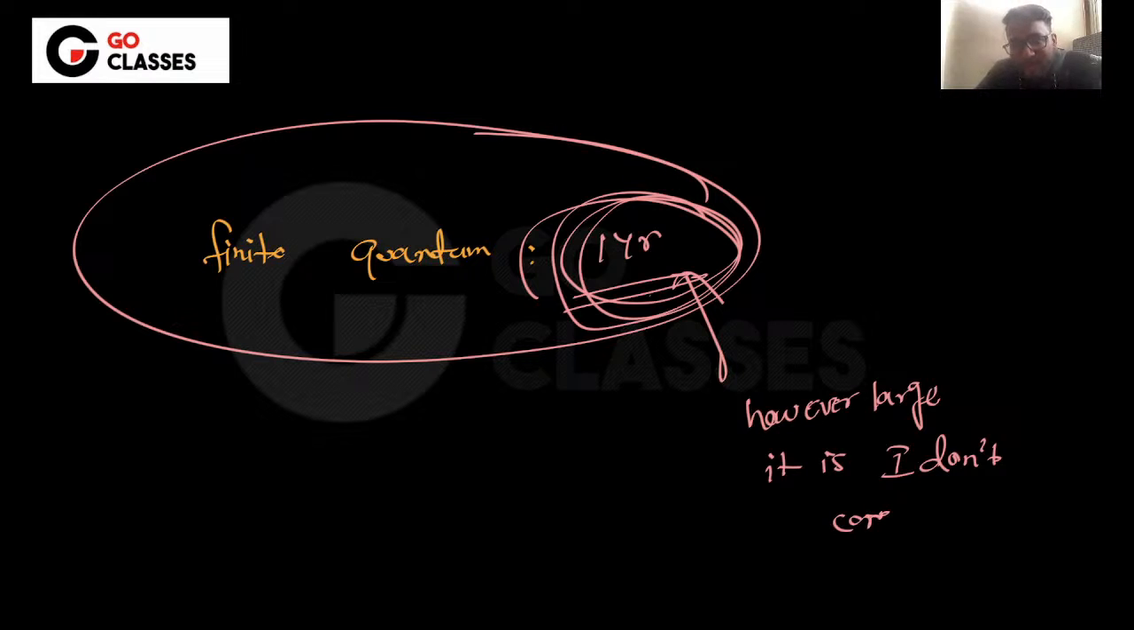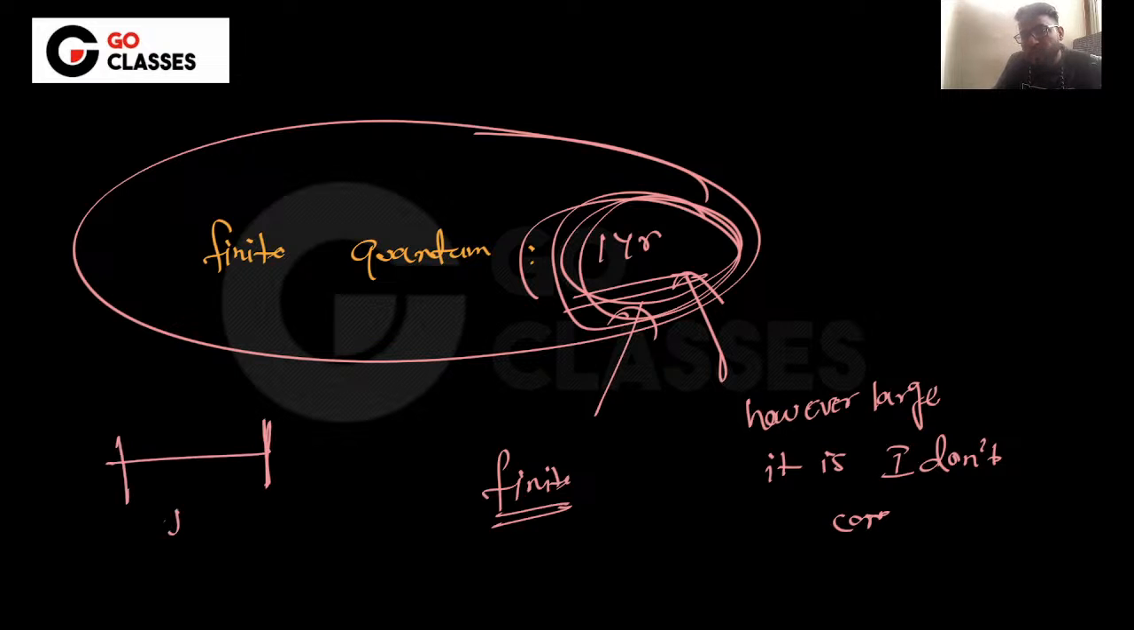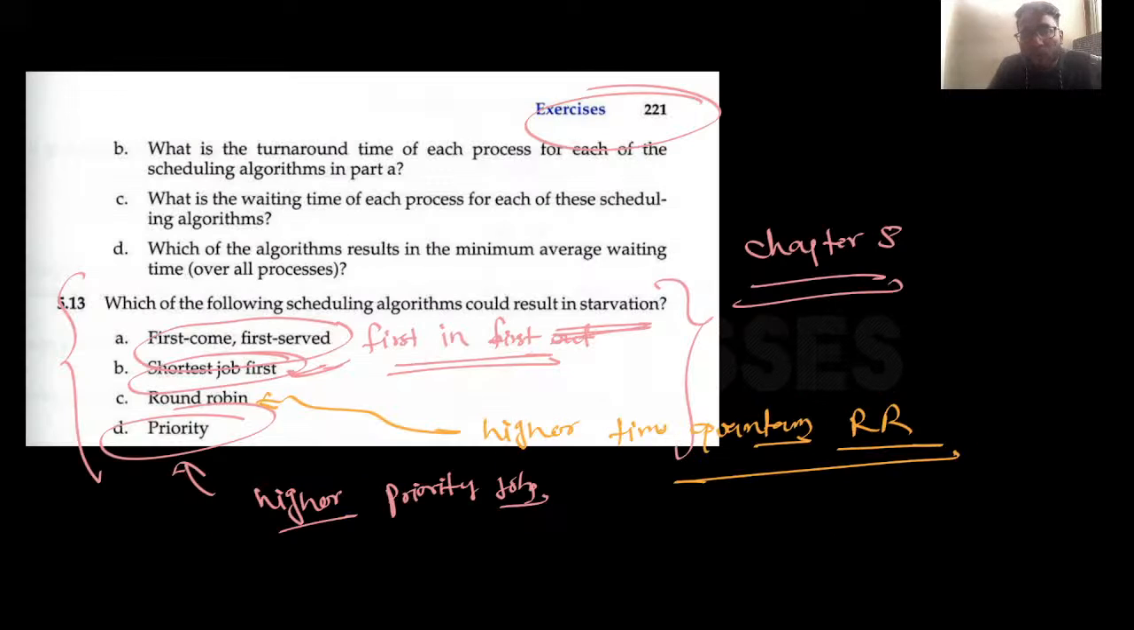As long as it is finite, there is some finite amount of time that this job 1 will run, and after this finite amount of time, the quantum is over. It may be very large, I don't care, but whenever the quantum expires, the next job will get scheduled. Job 2 will get scheduled. So that's why round robin will not go to starvation, but FCFS can.